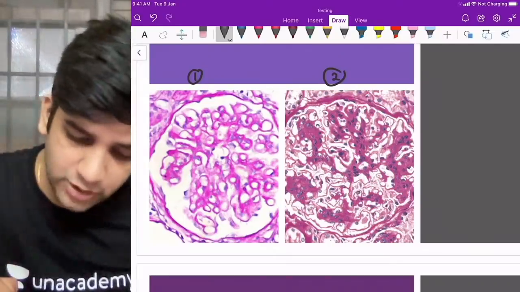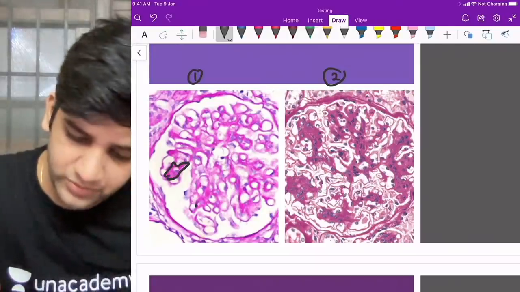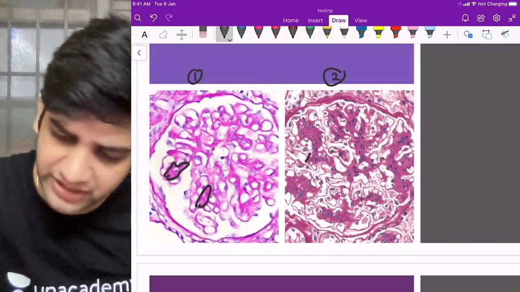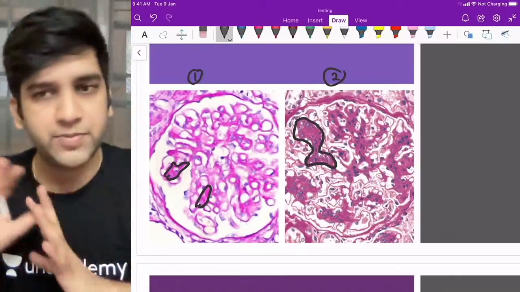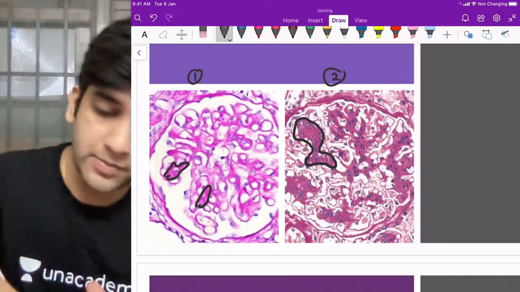Perfect. See, this is how my normal mesangium is, right? Only this much is normal mesangium. I am definitely right in saying that this mesangium is a bit more than normal. It's mesangial thickening, right? This is my mesangial pattern.